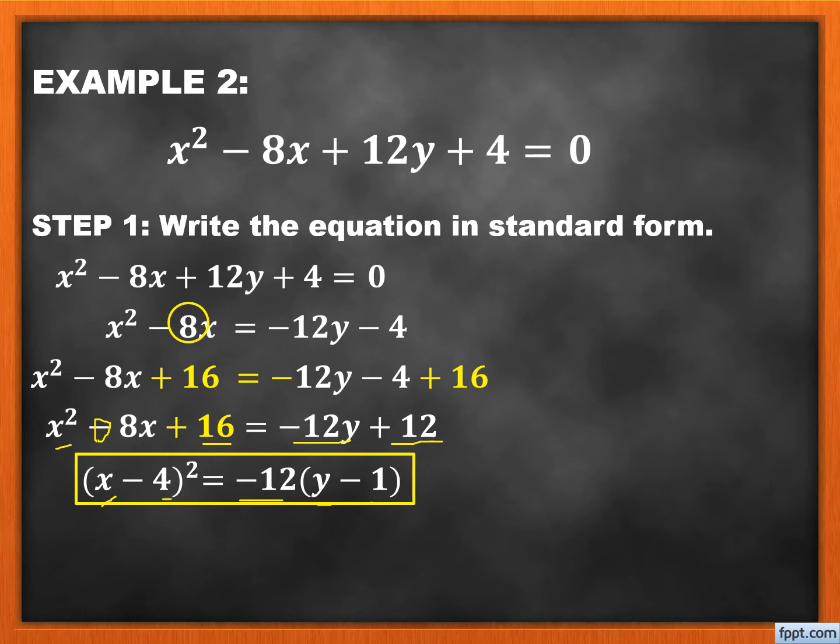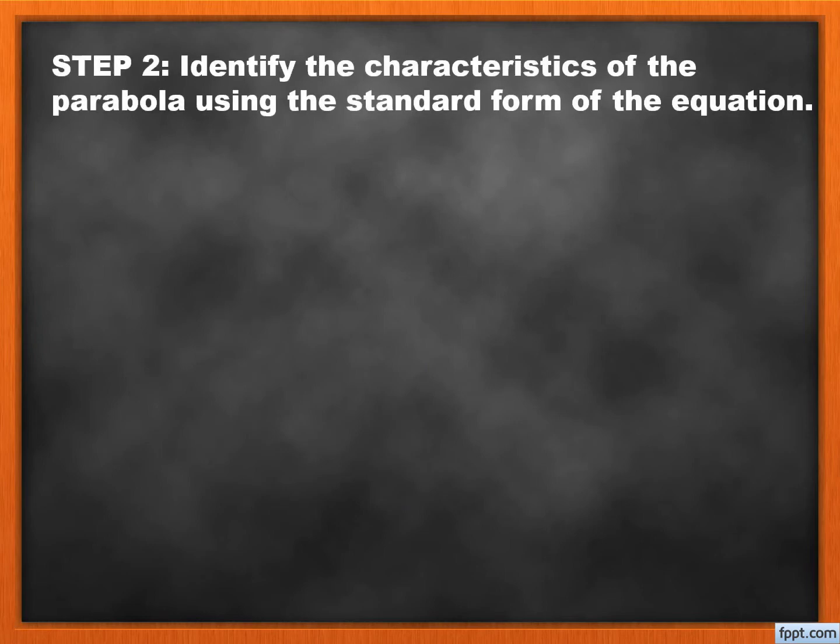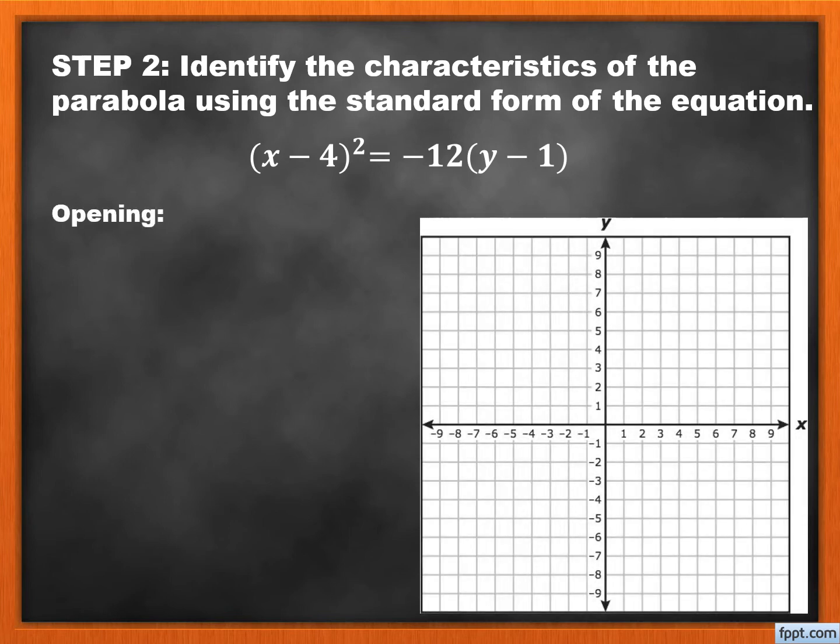Therefore, our standard form of the equation of the parabola is (x minus 4) squared equals -12 times (y minus 1). For step 2, we're going to again identify the characteristics of the parabola using the standard form of the equation. Using our answer in step 1, let us have the opening. Since this number is negative, our parabola opens downward.